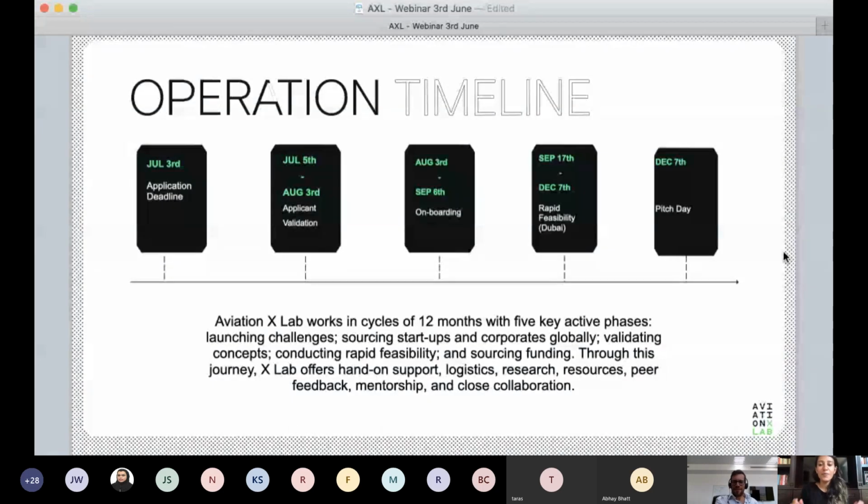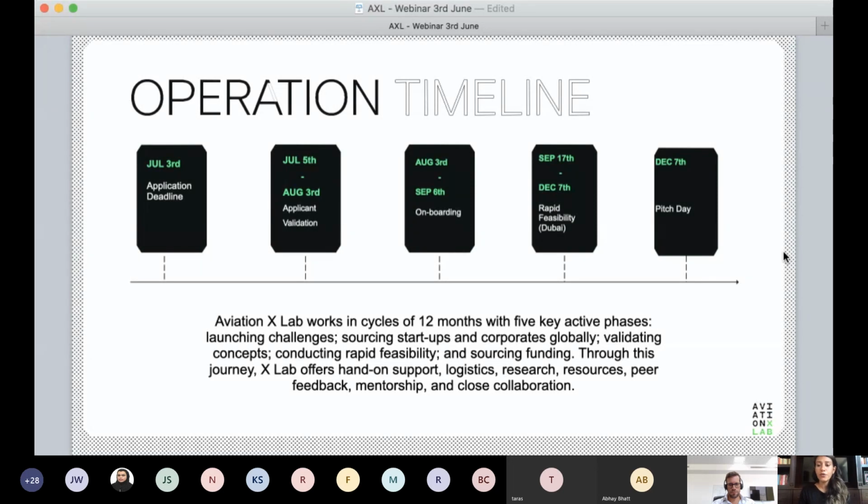All right, so how does Aviation X Lab work? The way that we decided to set out the program is in 5 phases. So the first phase is what we call the challenge launch. And that's when we announce our moonshots. And that happens for us in October 2019.